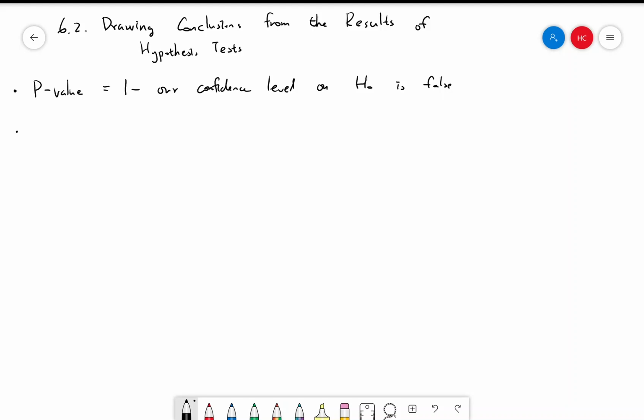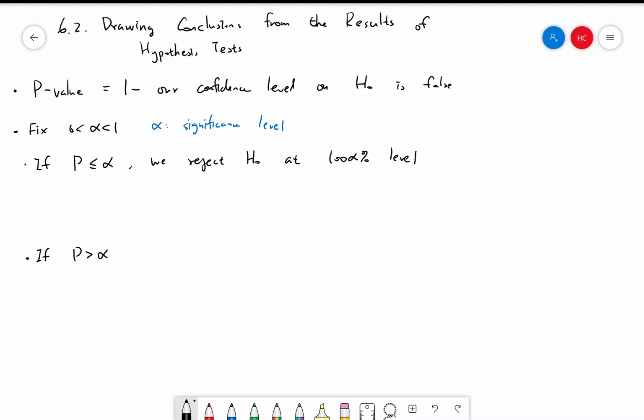The rule of thumb is if we fix a number alpha between 0 and 1, alpha is called the significance level. And there are two cases: if the p-value is less than or equal to alpha, and if the p-value is greater than alpha. If the p-value is less than or equal to alpha, then we can reject H0 at this level.